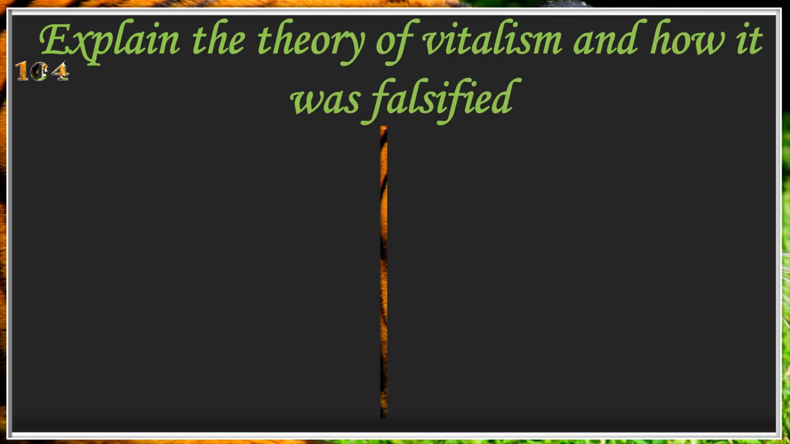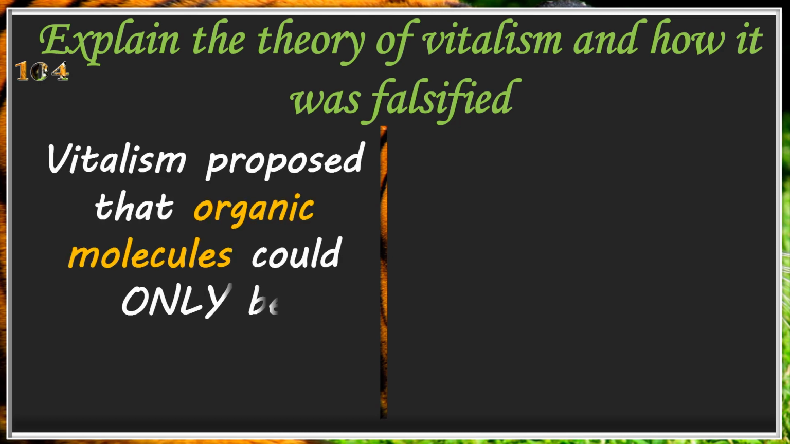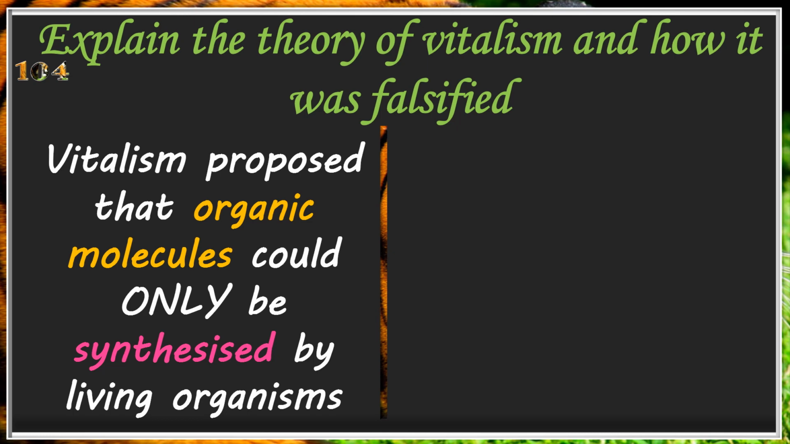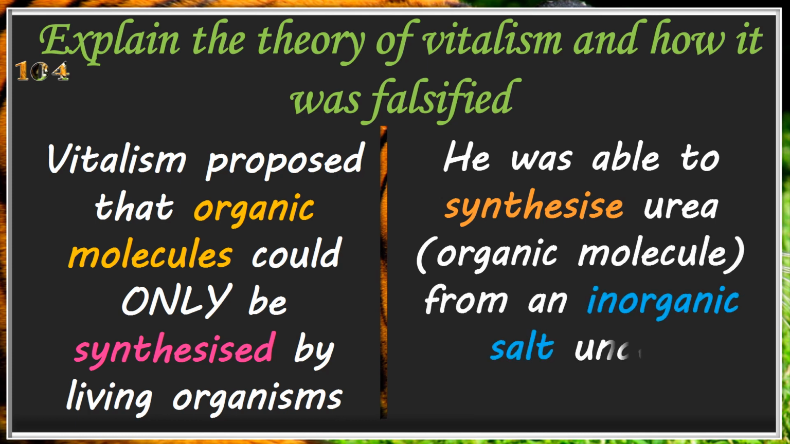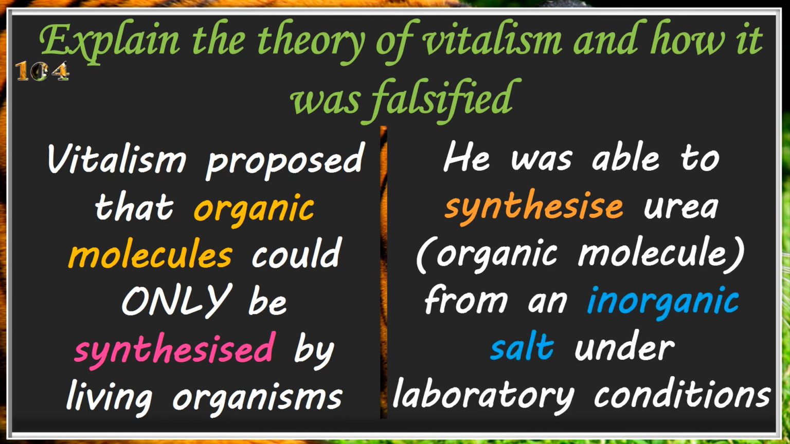Explain the theory of vitalism and how it was falsified. Vitalism proposed that organic molecules could only be synthesized by living organisms. It was falsified by Frederick Wöhler in 1828. He was able to synthesize urea, an organic molecule, from an inorganic salt under laboratory conditions.